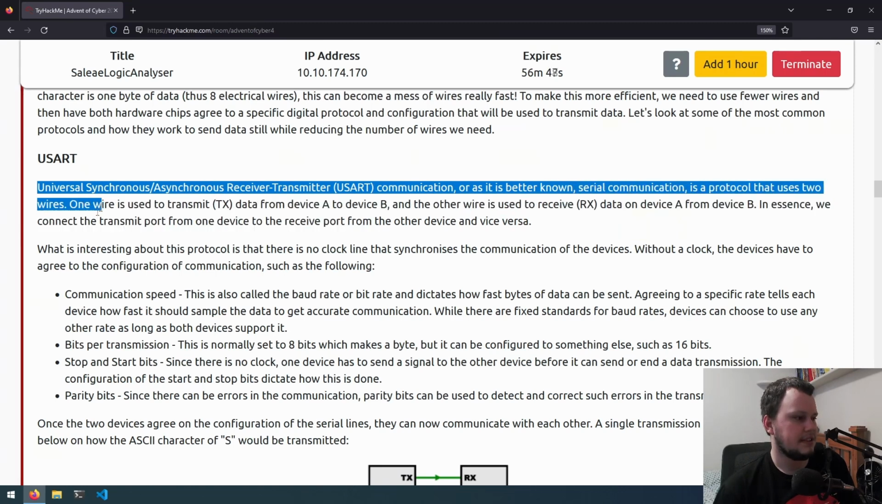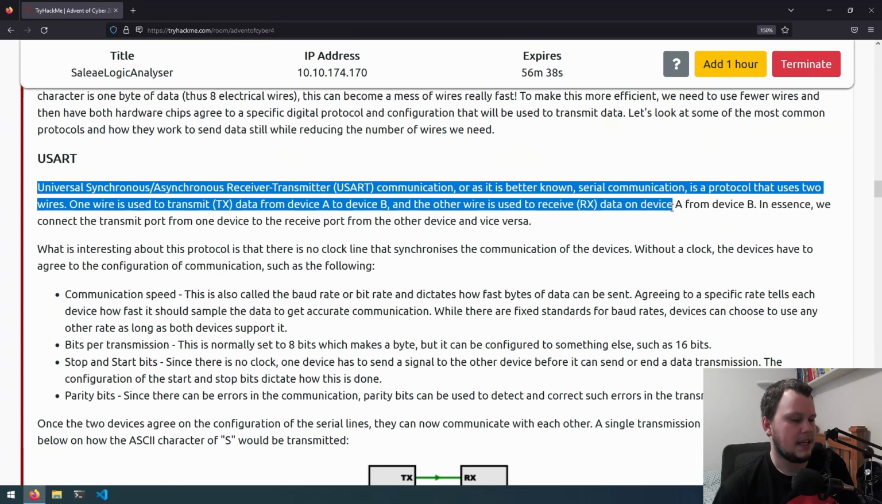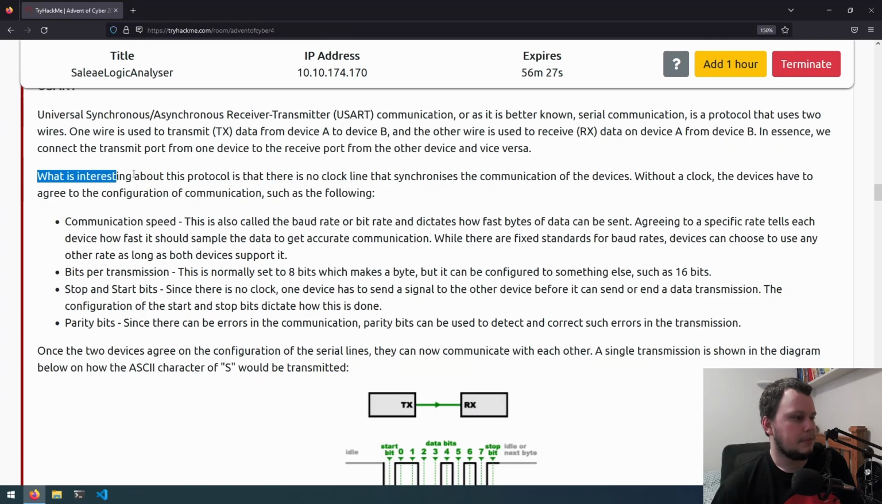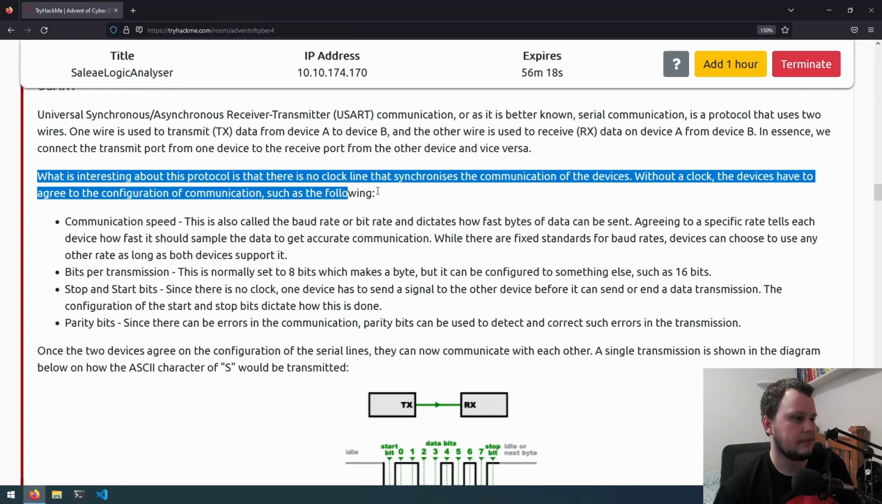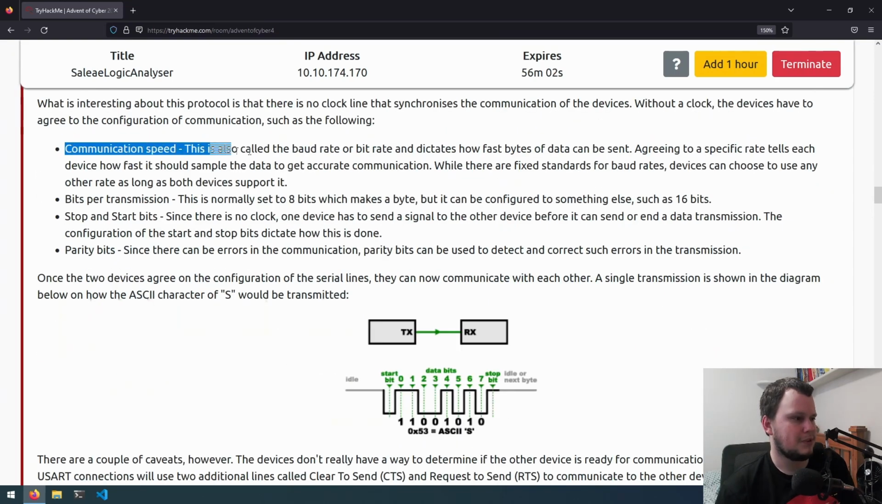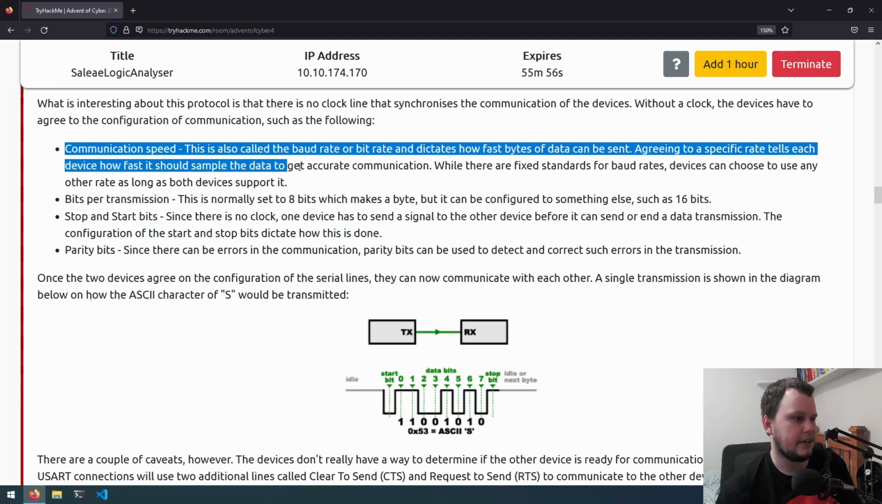One wire is used to transmit, TX, data from device A to B, and the other wire is used to receive, RX, data on device A from device B. In essence, we connect the transmit port from one device to the receive port from the other device and vice versa. What is interesting about this protocol is that there is no clock line that synchronizes the communication of the devices. Without a clock, the devices have to agree to the configuration of communication, such as the following. Communication speed. This is also called the bit rate and dictates how fast bytes of data can be sent. Agreeing to a specific rate tells each device how fast it should sample the data to get accurate communication.